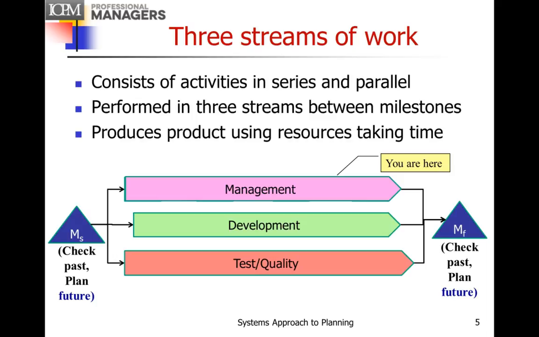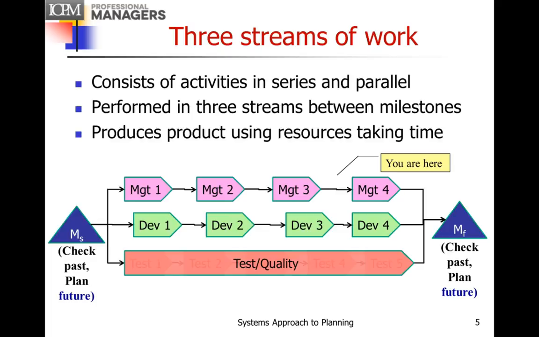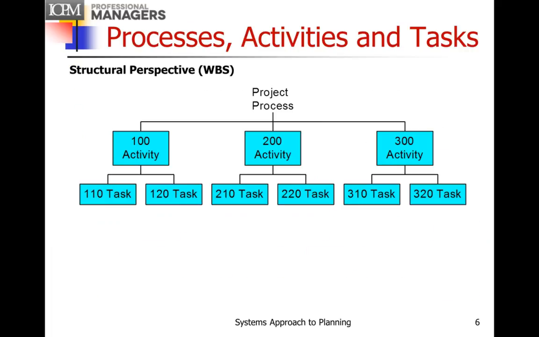So if you look at our milestones and the 3 streams of work, those 3 streams of work are high-level streams, and you can see that the high-level management stream is broken up into 4 sequential management activities or tasks. Similarly, the development stream is broken up into another 4 development tasks, and the test or quality stream is also broken up into 5 tasks. And although I've shown 5 sequential tasks here, there may also be other tasks done in parallel depending on what's going on in the project.